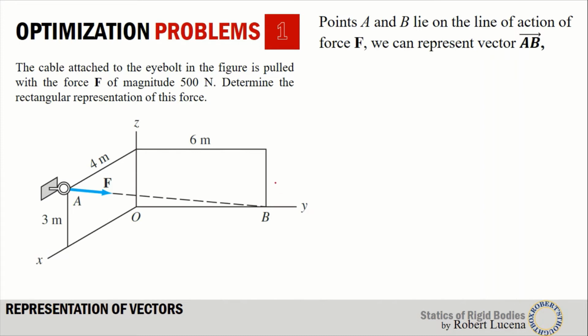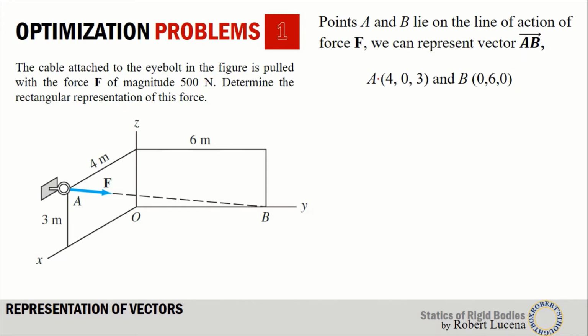So we need to represent vector AB, but vector AB is not vector F. We are just using vector AB to get the direction of vector F. Now we have to determine the rectangular representation of this force. So again, vector AB is not vector F. In order for us to represent vector AB, let us first have the coordinates of points A and B. Again, it is important for us to know which are the positive sides of the axis, because if we have wrong orientation of positive axis, we will have wrong interpretation of coordinates.